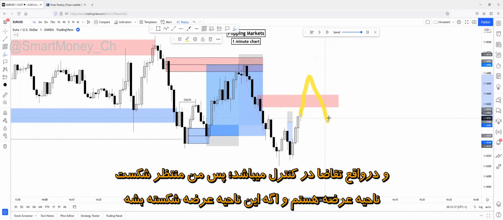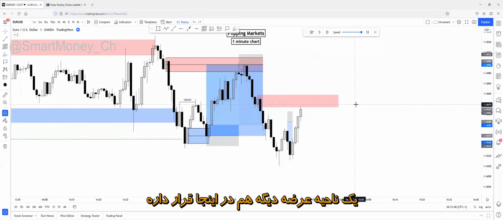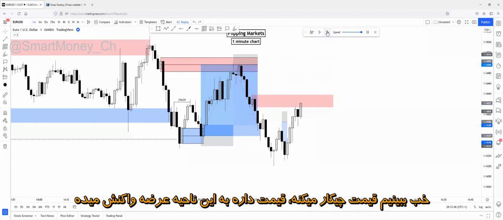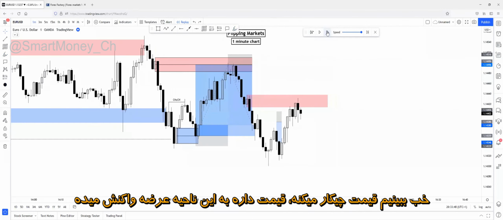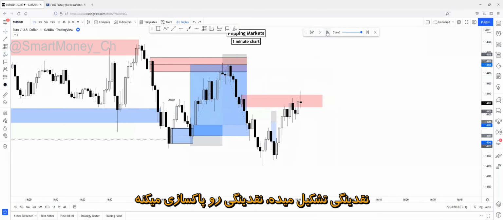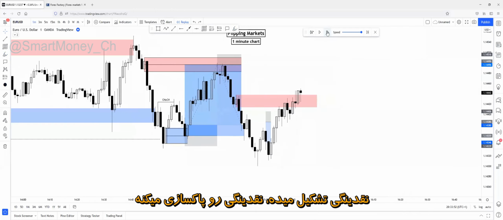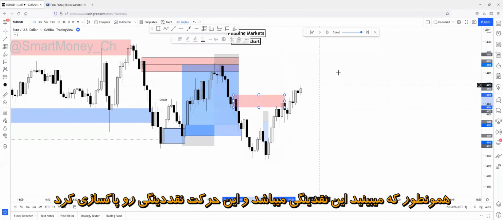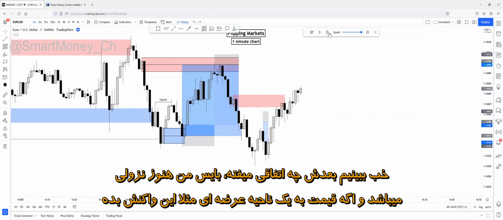If this supply zone breaks, or here's another supply zone. So I'll be just waiting. Let's see what happens on chart. Price is reacting against the supply zone, building up liquidity, sweeping the liquidity actually. As you can see, here's the liquidity, here's the liquidity, and this movement swept that liquidity. So let's see what happens next.